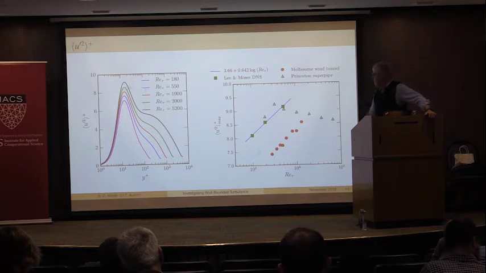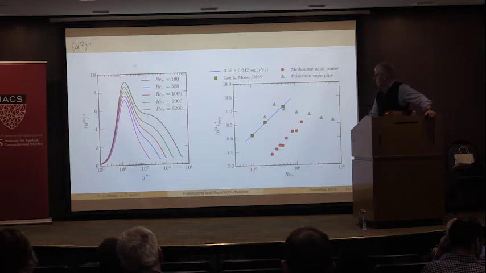Now, there had been some argument over the years about whether or not this would continue to grow forever. And of course, we can't tell. We only go to 5,000. And in fact, if we plot this maximum against Reynolds number, here are our data, and then these are various experiments. And you see that these experiments in a pipe flow at Princeton suggest that maybe it doesn't keep going. And so that's an interesting question.